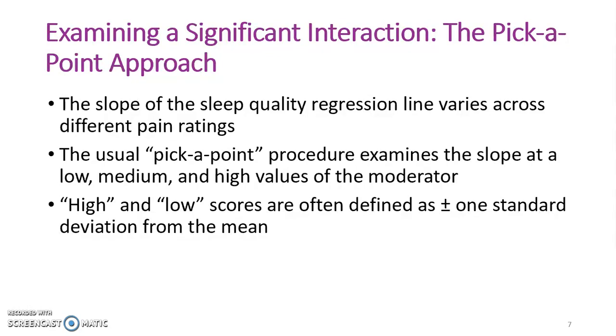And to do this, we pick some low, medium, and high value of the continuous moderator. And typically, a good way to do this is to choose for a middle score, the mean, or in our case, the midpoint, which is 6. And then high and low scores are often defined as plus or minus 1 standard deviation from the mean. And we can get those from descriptives. So that's what we'll use for high and low scores. So then we're only examining 3 simple slopes at low, medium, and high values of the moderator.